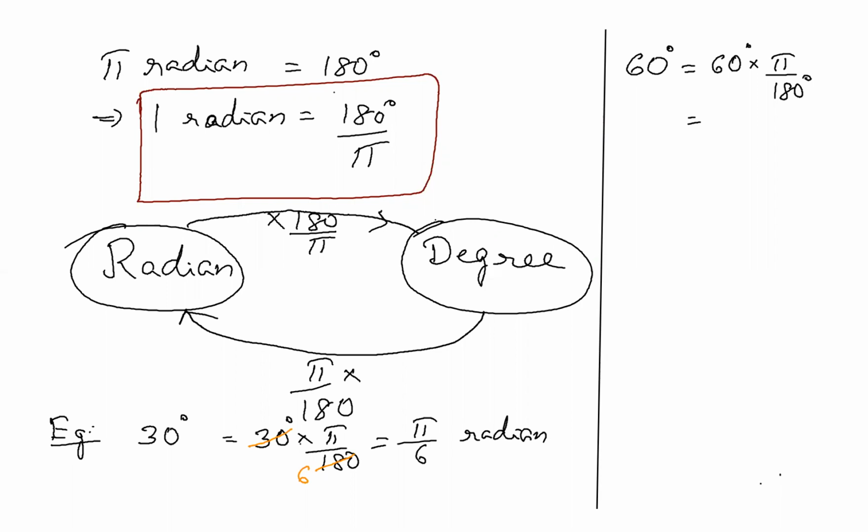Yes, Ashna, can you say what will be the answer? So pi by 3. Correct, pi by 3 radians. So pi by 3 radian is the answer. So this conversion will help you to study some common angles and their important radian measures. So next you are going to write that one.